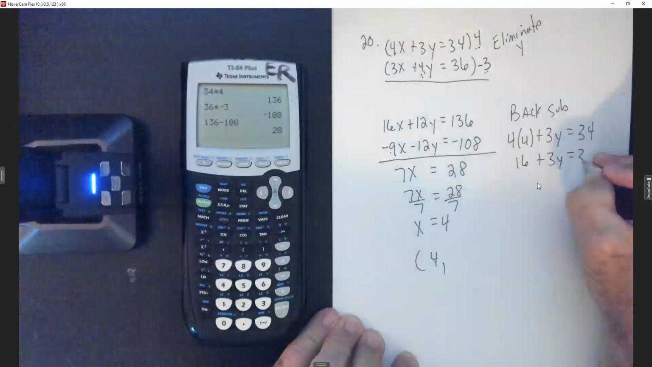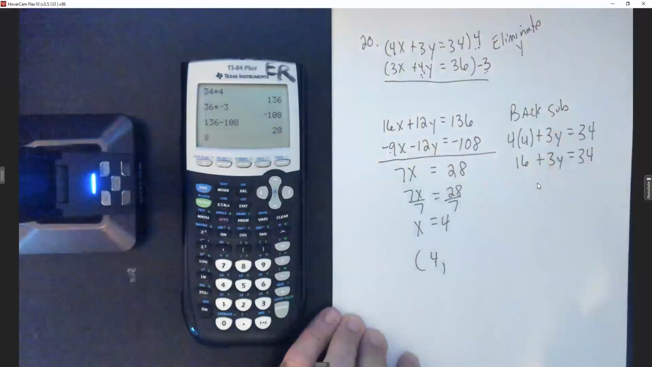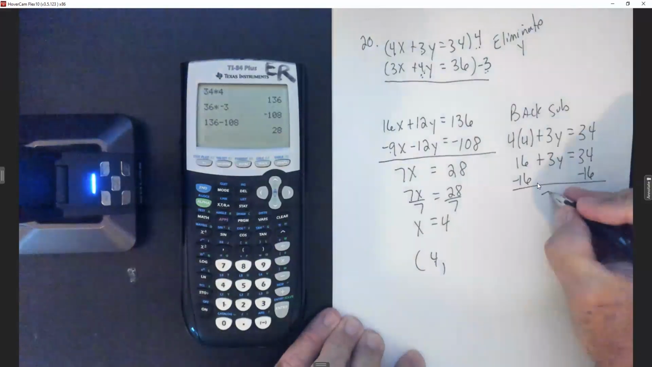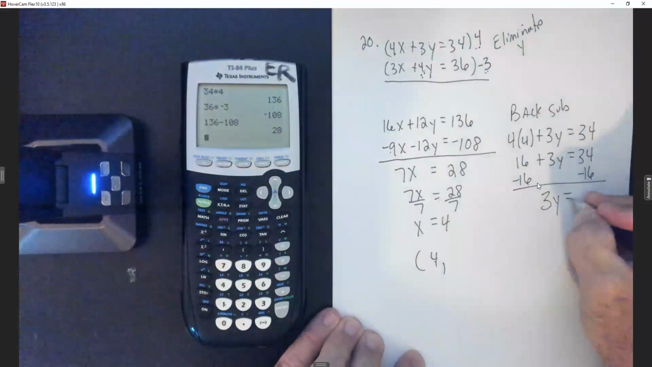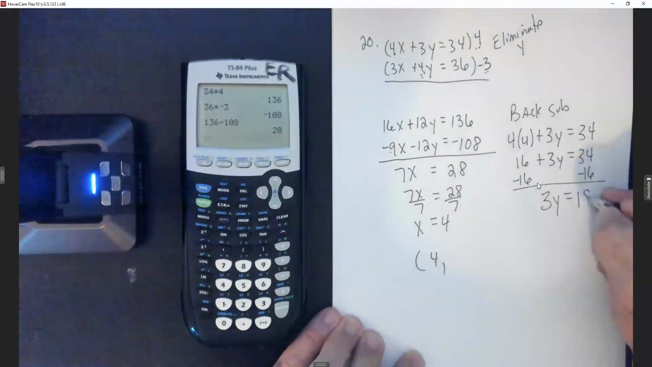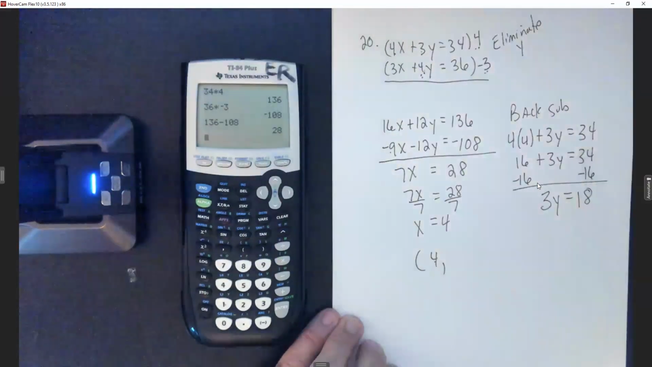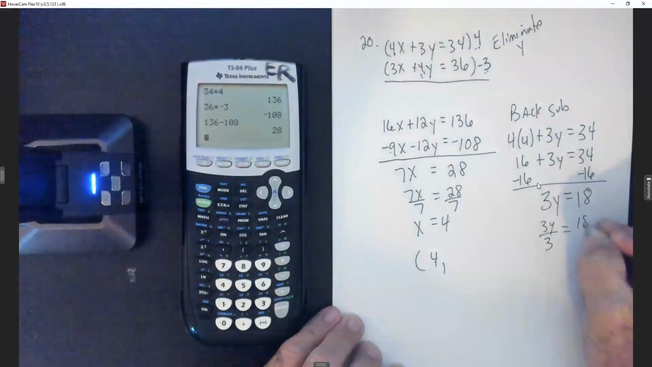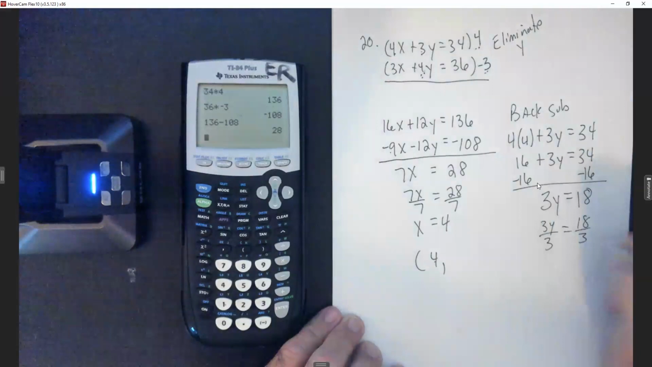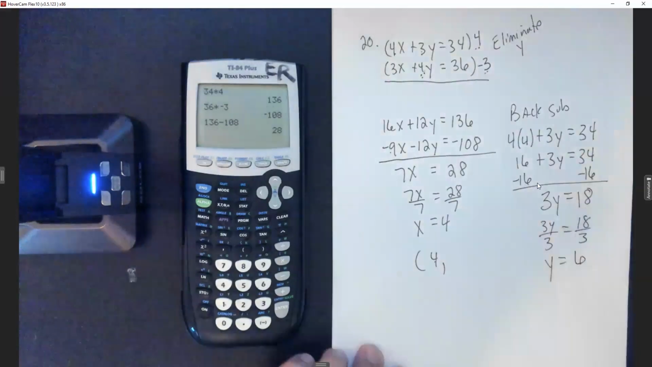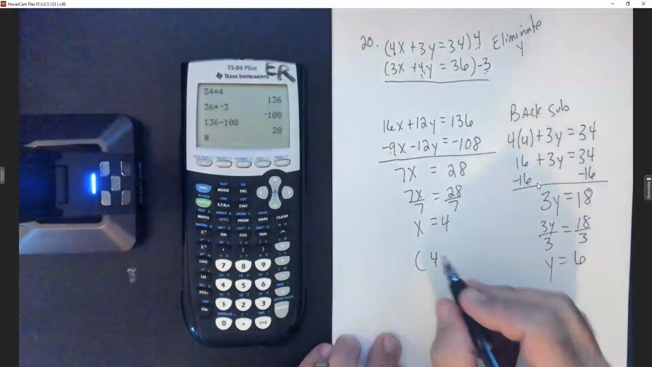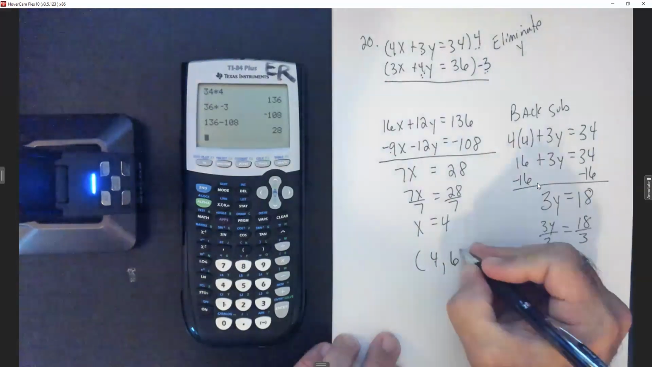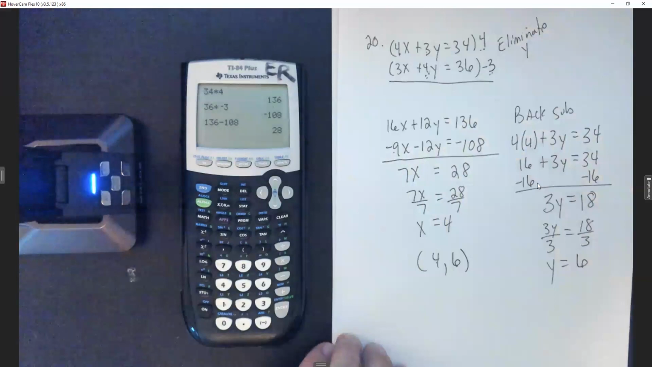I now need to get 3y by itself, so we're going to subtract 16. So let's see what that's going to do. That's going to give me what? 34 minus 16 is 18. And here we go, last step, divide by 3. So y is going to be 6. So it has to be an ordered pair. I got 4 for the x, 6 for my y, and I got them in my parentheses.